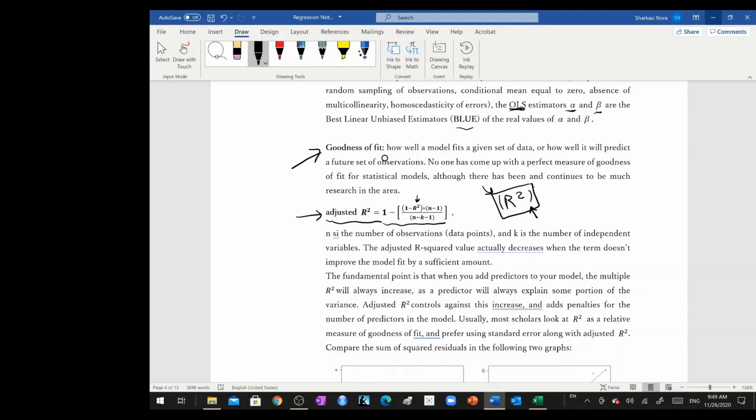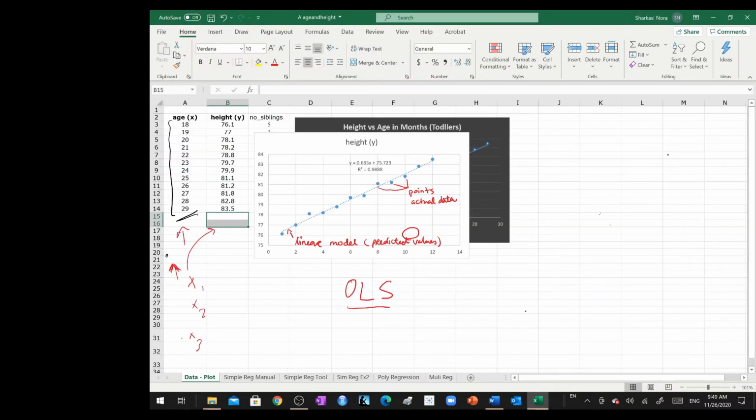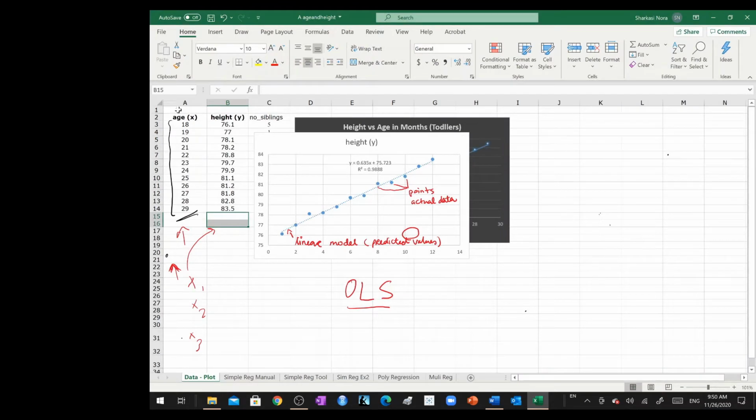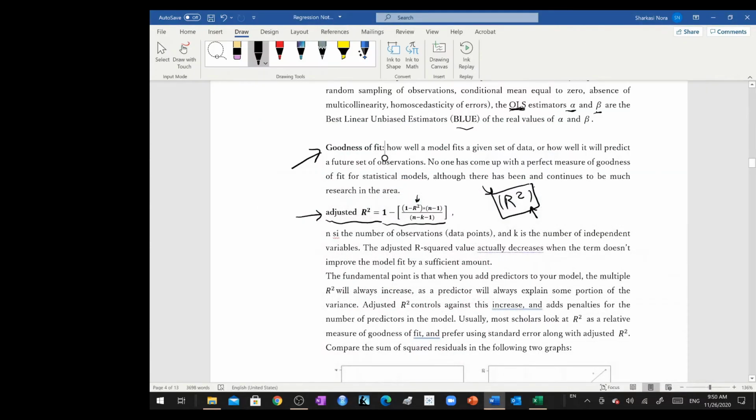N here is the number of observations, or the data points that we are collecting. So for example, here the number of observations is 1, 2, 3, 4, 5, 6, 7, 8, 9, 10, 11, 12 points. So this is observations. Now, how about K? K is the number of independent variables. For our first example with height and weight, our independent variable is only 1, so K will be 1.